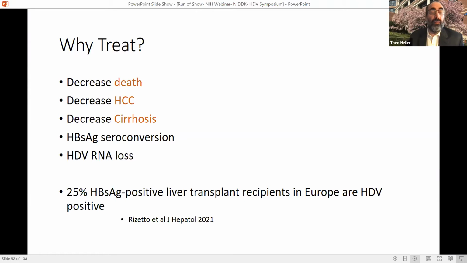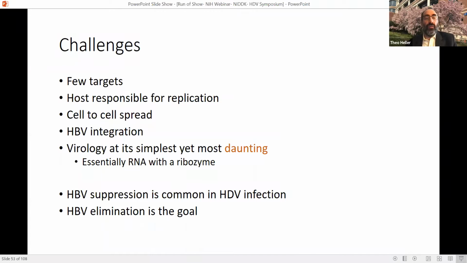And as a surrogate of that, we talk about hepatitis D RNA loss. And we heard about hepatitis D RNA being a significant factor in liver disease progression. And just to put this a little bit into context, about 25% of hepatitis B surface antigen positive liver transplant recipients in Europe are HDV positive. Next slide, please. What are the challenges?